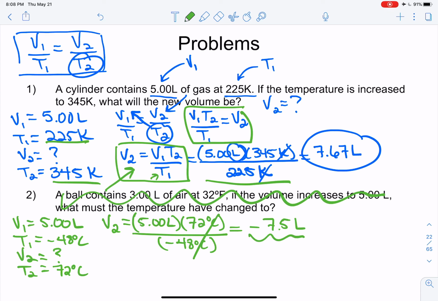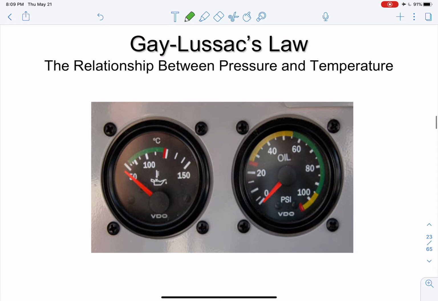Now, I don't know about you, but I don't know how we get a volume of negative 7.5 liters there. So you can see how keeping it in the positive zone with Kelvin, because Kelvin only has positive numbers and 0, is going to give us positive volumes, which works out a whole lot better for us, because what on earth is negative 7.5 liters? Okay, so that's the reason why we're using Kelvin for all of our calculations. On to Guy-Lussac's law.